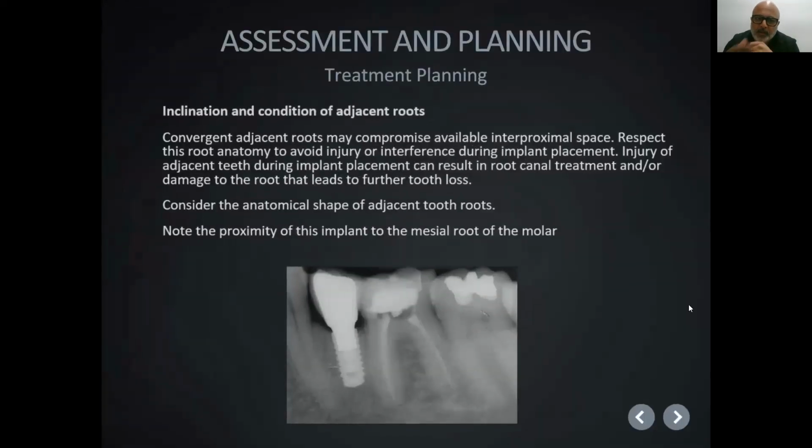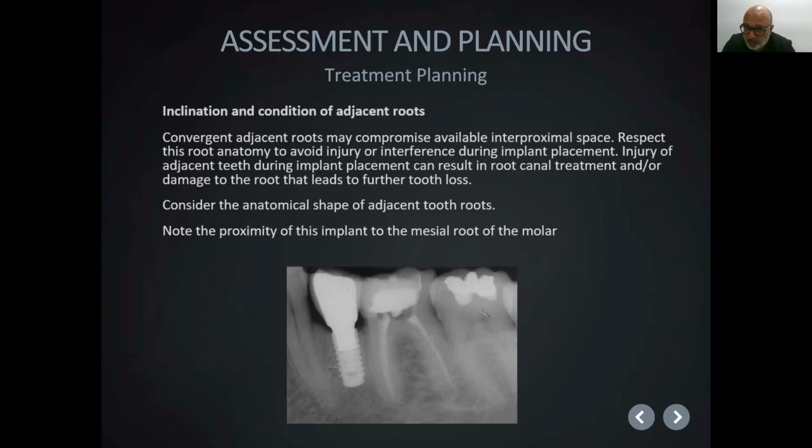So, inclination and condition of the adjacent roots. That's important. Quite often people say that you want axial loading, that's down the implant, but if the roots are angled, like in this picture here, you want to place the implant parallel to those roots. You don't want to try and upright it. You're either going to go through a root or it's not going to have the same occlusal plane as the other teeth. Convergent adjacent roots may compromise available interproximal space. Respect this root anatomy to avoid injury or interference during implant placement.